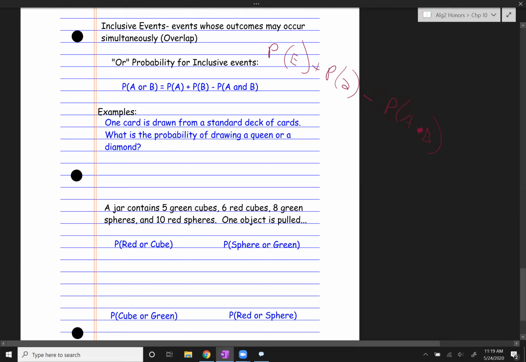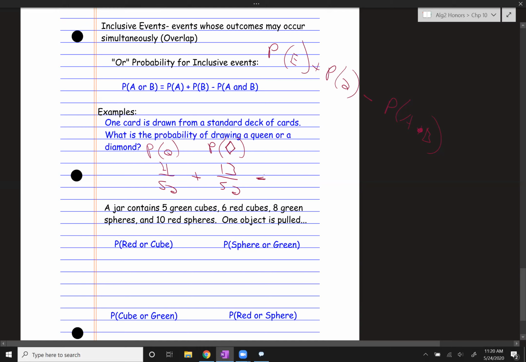Okay. So one card is drawn from a standard deck of cards. We're probably drawing a queen or a diamond. Okay, so how many are queens? 4 of them, right? 4 out of 52. Plus, and how many are diamonds? Do you remember playing cards? Okay, so that's 13 out of 52. Right, there's 4 suits, so if you take 52 divided by 4, you have 13.